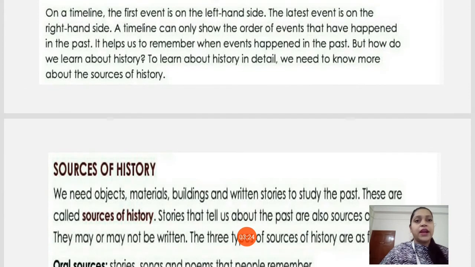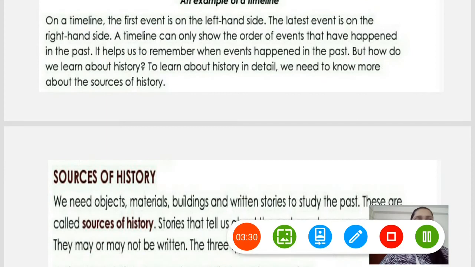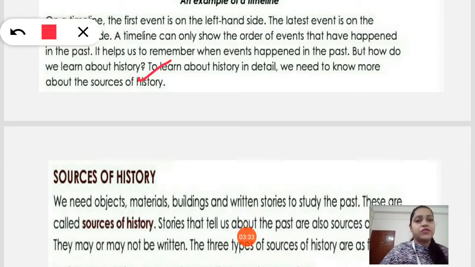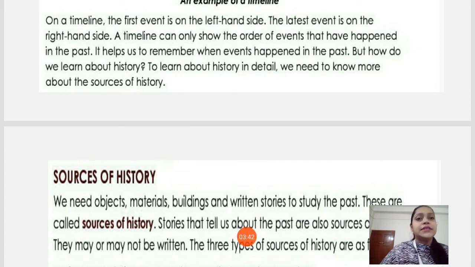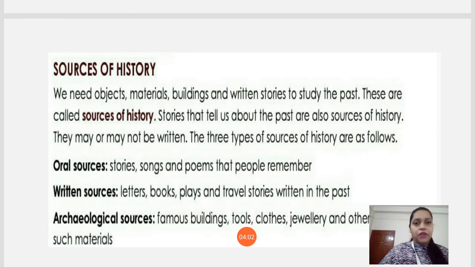Now children, we come to one more very important thing. It's given here, to learn about history in detail, we need to know more about the sources of history. In order to learn about history, we'll have to know about the various things which help us know about history. Some important things are there through which we are able to study what happened in the past, that is in history. Like it's given here, children, sources of history.